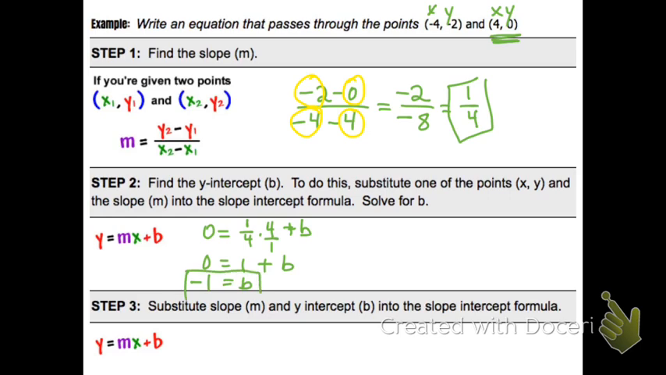Now that I have the slope and the y-intercept, I can substitute those into the final equation here. So it would be y equals 1/4 x minus 1. And that is that.